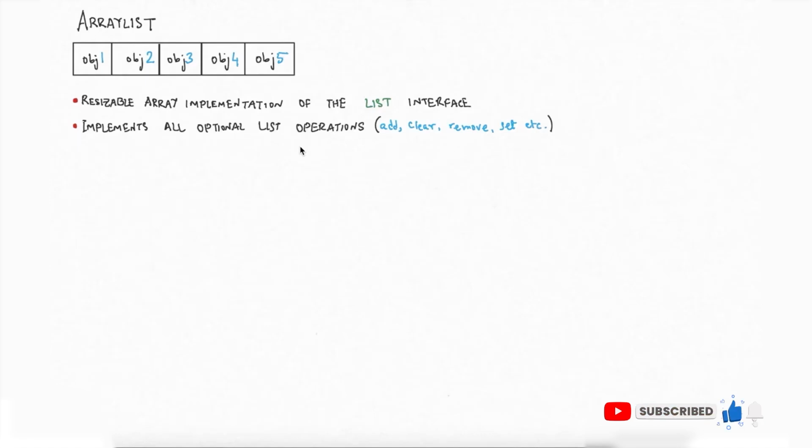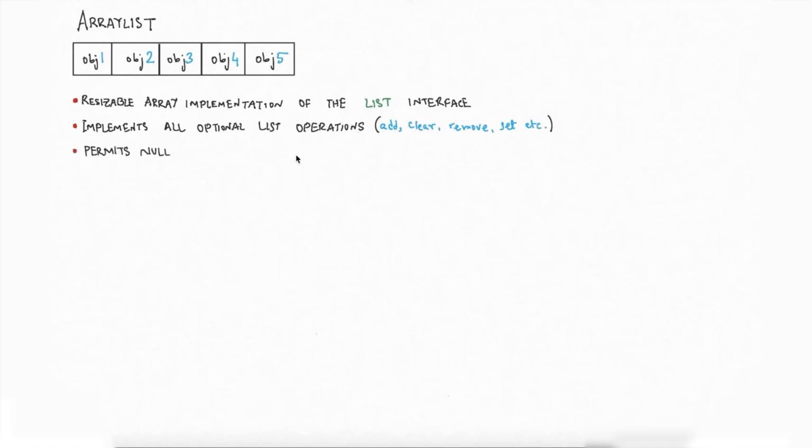So the List interface had some optional methods, and all of them are not here. Only a few examples are. So the List interface had add as an optional method. Clear, remove, and set were also optional methods in the List interface. What ArrayList does is that it implements all of those list operations that were optional. And we're going to look at them in a little bit more detail in this video.